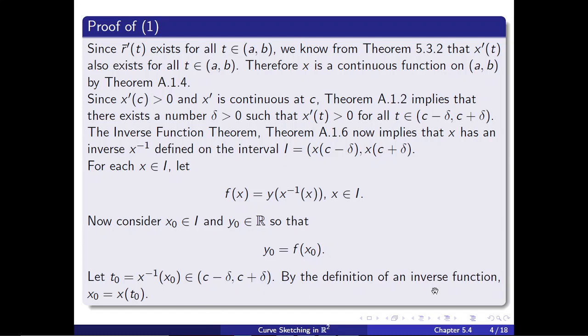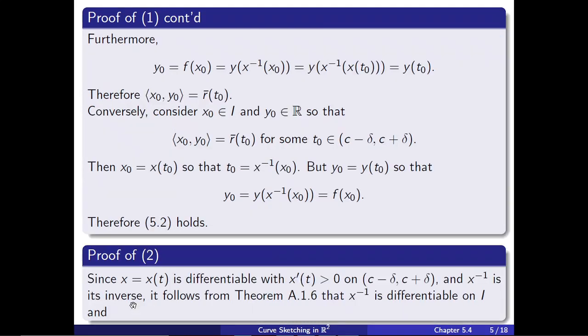Now, by the definition of an inverse function, what this means is x naught is equal to x of t naught. So if we say x of t, and then here we say this is equal to x of x inverse of x naught, so this side we will have x of t naught, and then this side we will have x naught. So therefore x naught is equal to x of t naught, right?